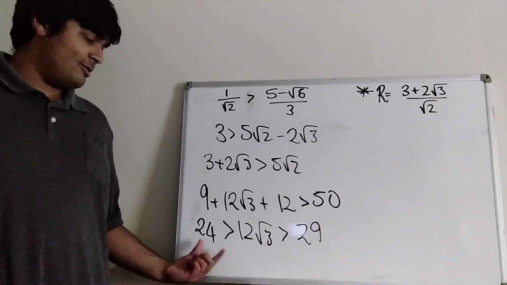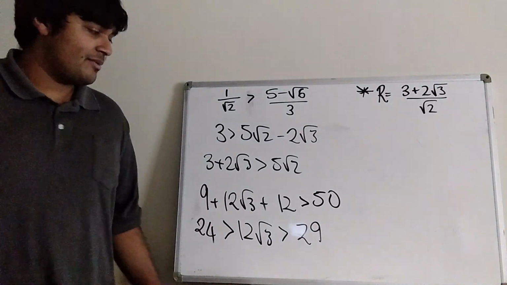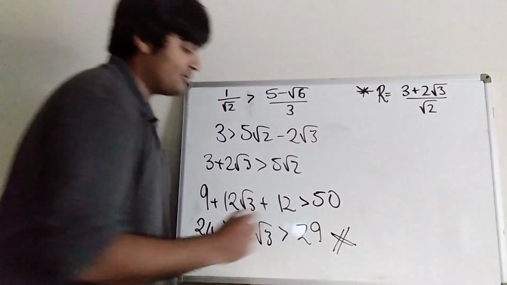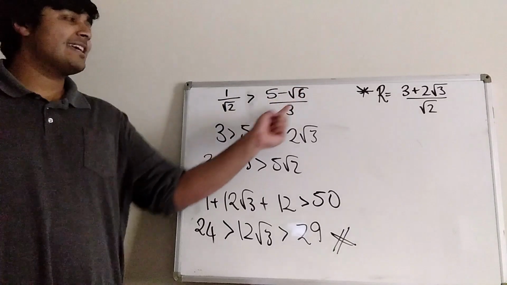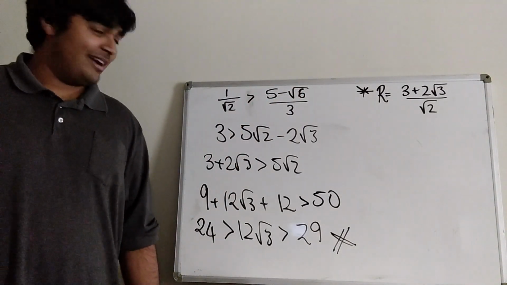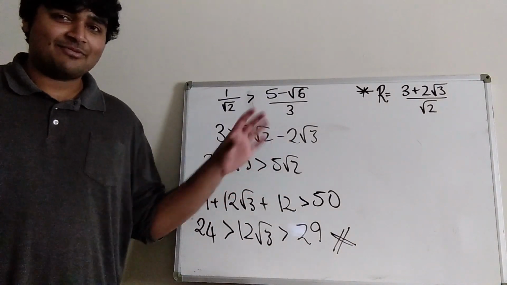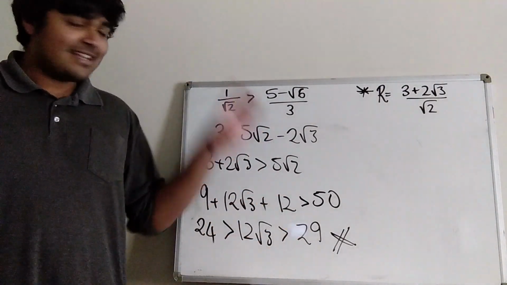So we get that 24 is supposedly bigger than 29, and of course that is not true, and we've arrived at our contradiction. And if you had a calculator, I guess you could have just plugged it in there, but as a pure mathematician we try and stay away from calculators where possible. So we get 24 is bigger than 29, and that of course is a contradiction. Anyway, that solves the problem.